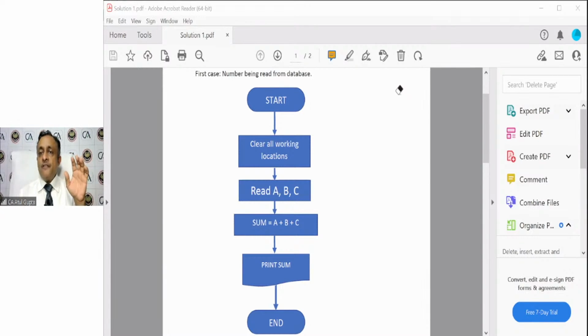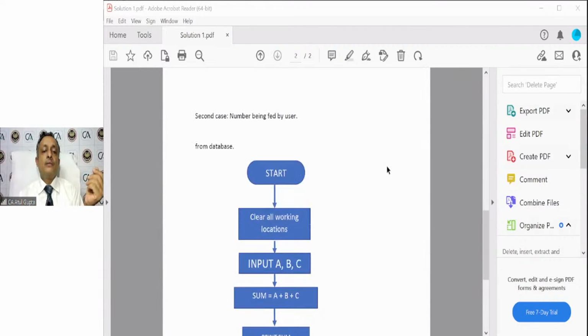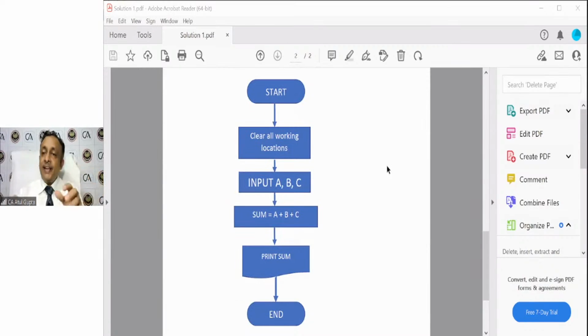So this is part one, where we are reading the values from existing stored locations. Let us look at part two, the second way of looking at this flowchart. Can you tell me the difference between the first flowchart and the second flowchart? By the time you have put some queries, I'll read them. So please tell me the difference between this one and the previous one.